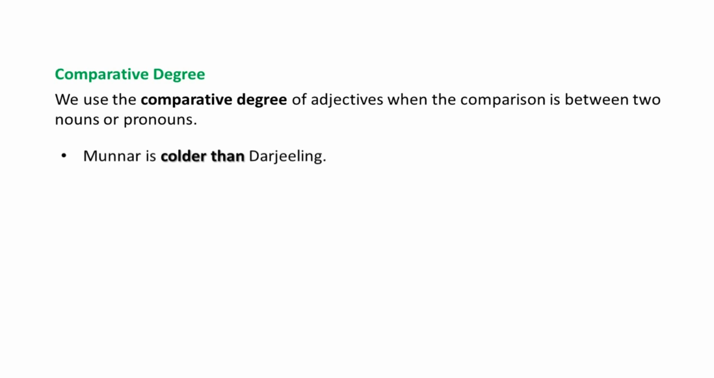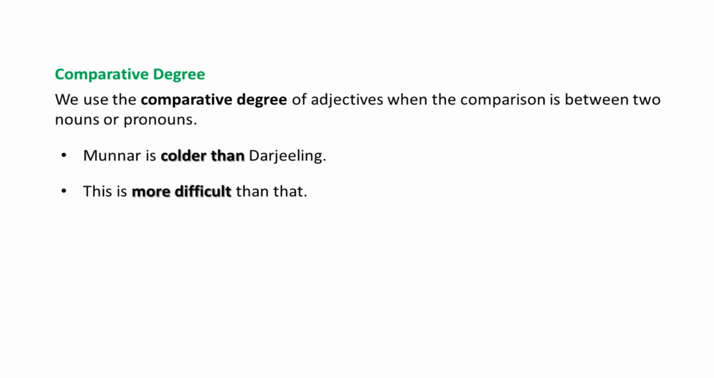Let's see the examples. Yeah, we are talking about the same hill stations. Munnar is colder than Darjeeling. This is more difficult than that. So in both these examples, we are comparing one thing with another thing, and we are telling that one thing is something more than the other.